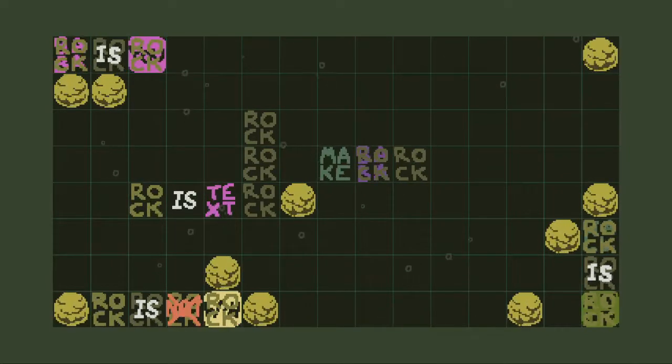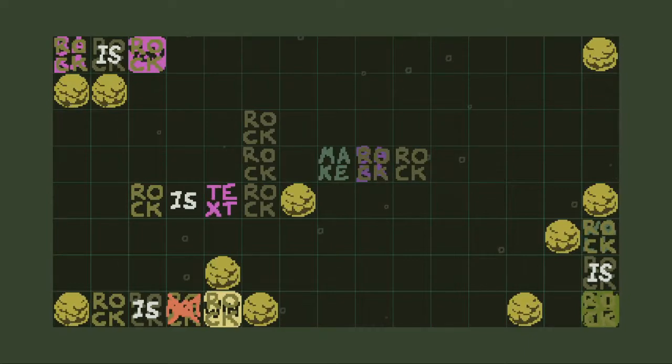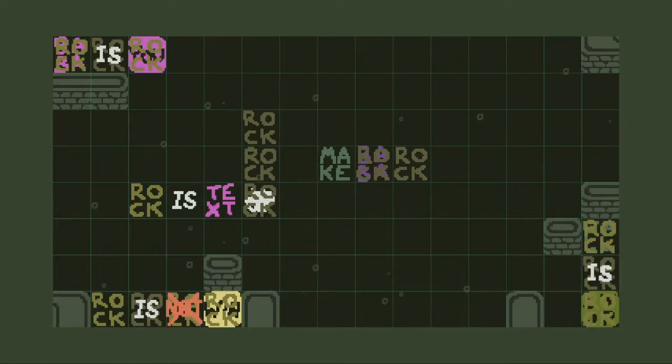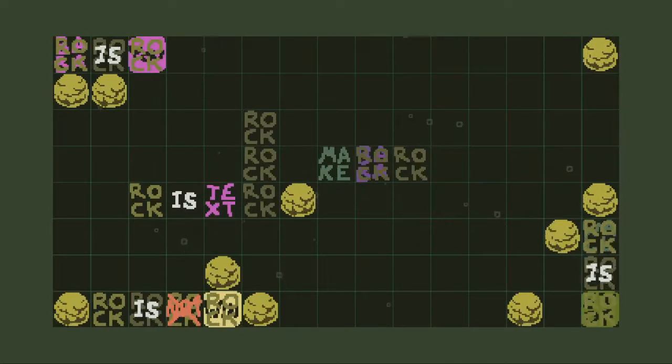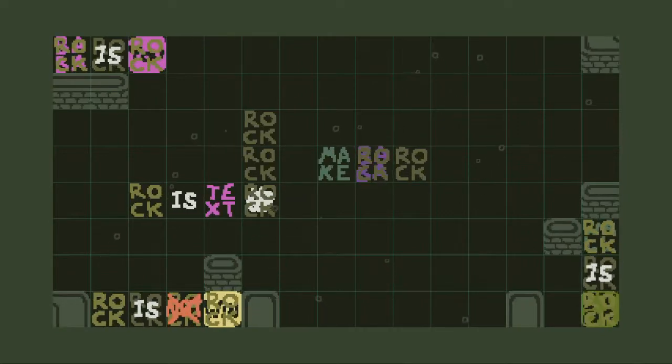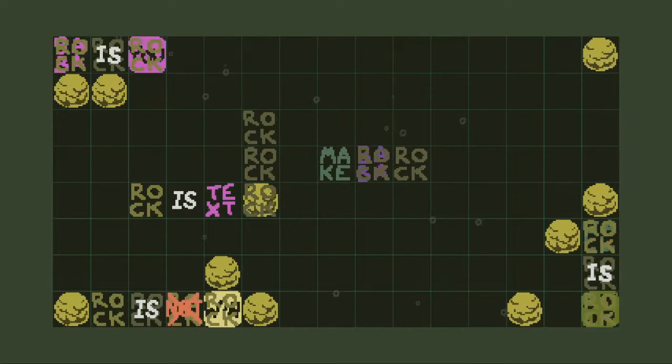Ooh. Right, but there's no longer rocks inside there. Oh! What did I just do? Hold on. I got rid of all the walls somehow. How did that just happen? I moved to the right. Actually, did I move to the right or did I just wait? I waited because rock is not rock.